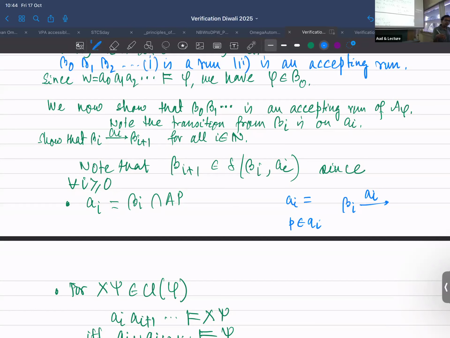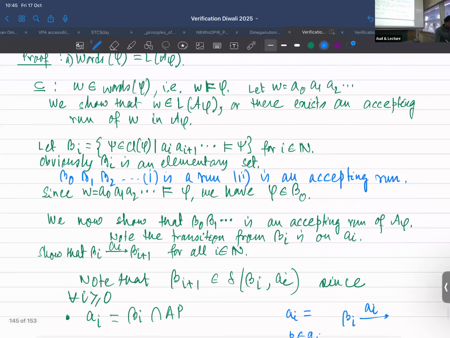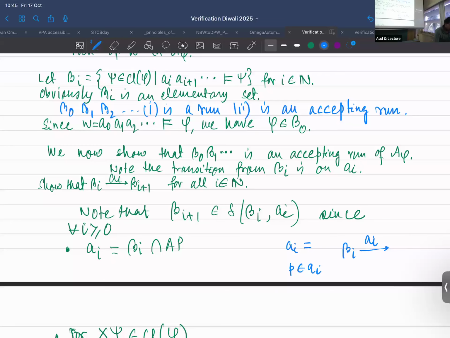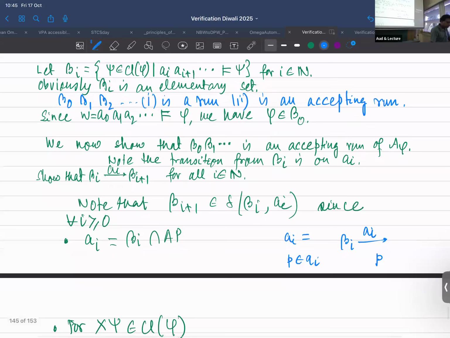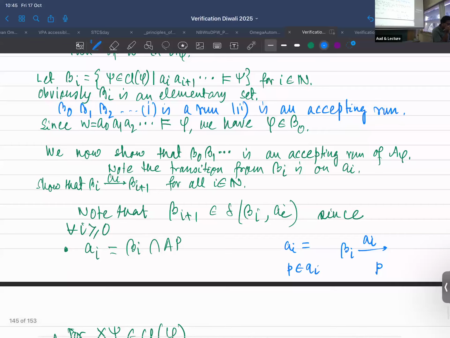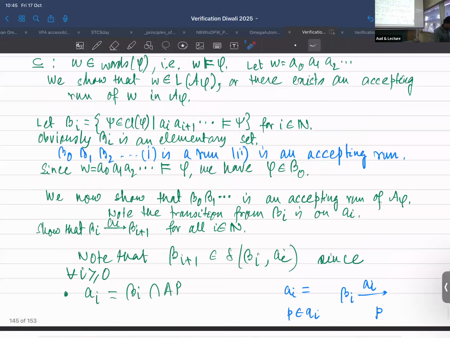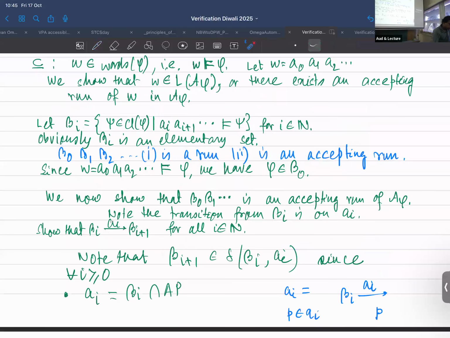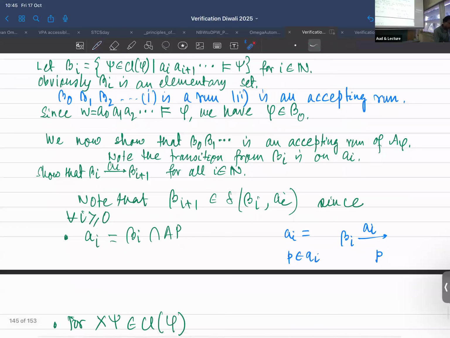Then by the construction of the automaton, it is indeed the case that if you have such transitions, then given that P is there, you have a transition from beta I on AI, where P belongs to AI, and you are going to beta I plus 1. Okay, so this is clear.